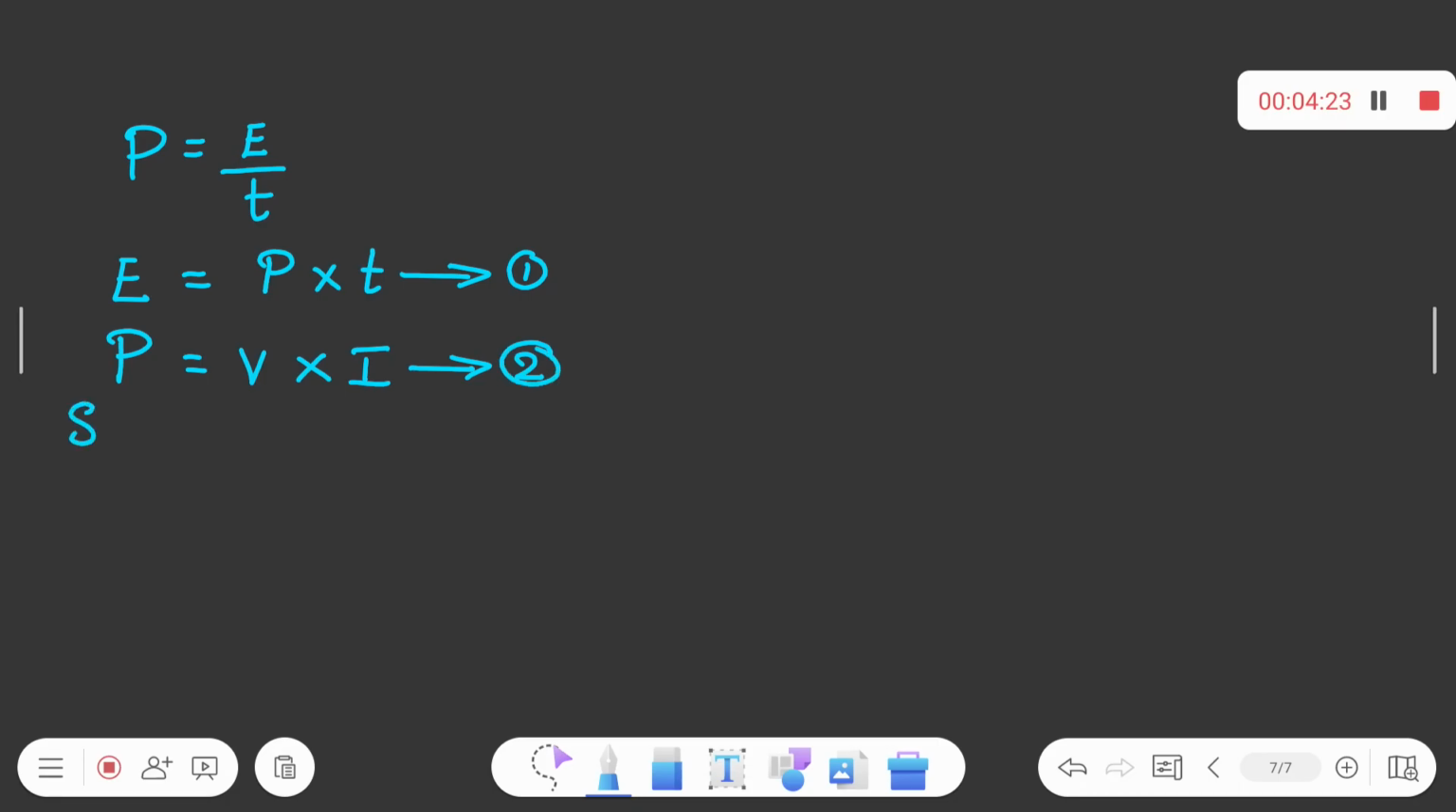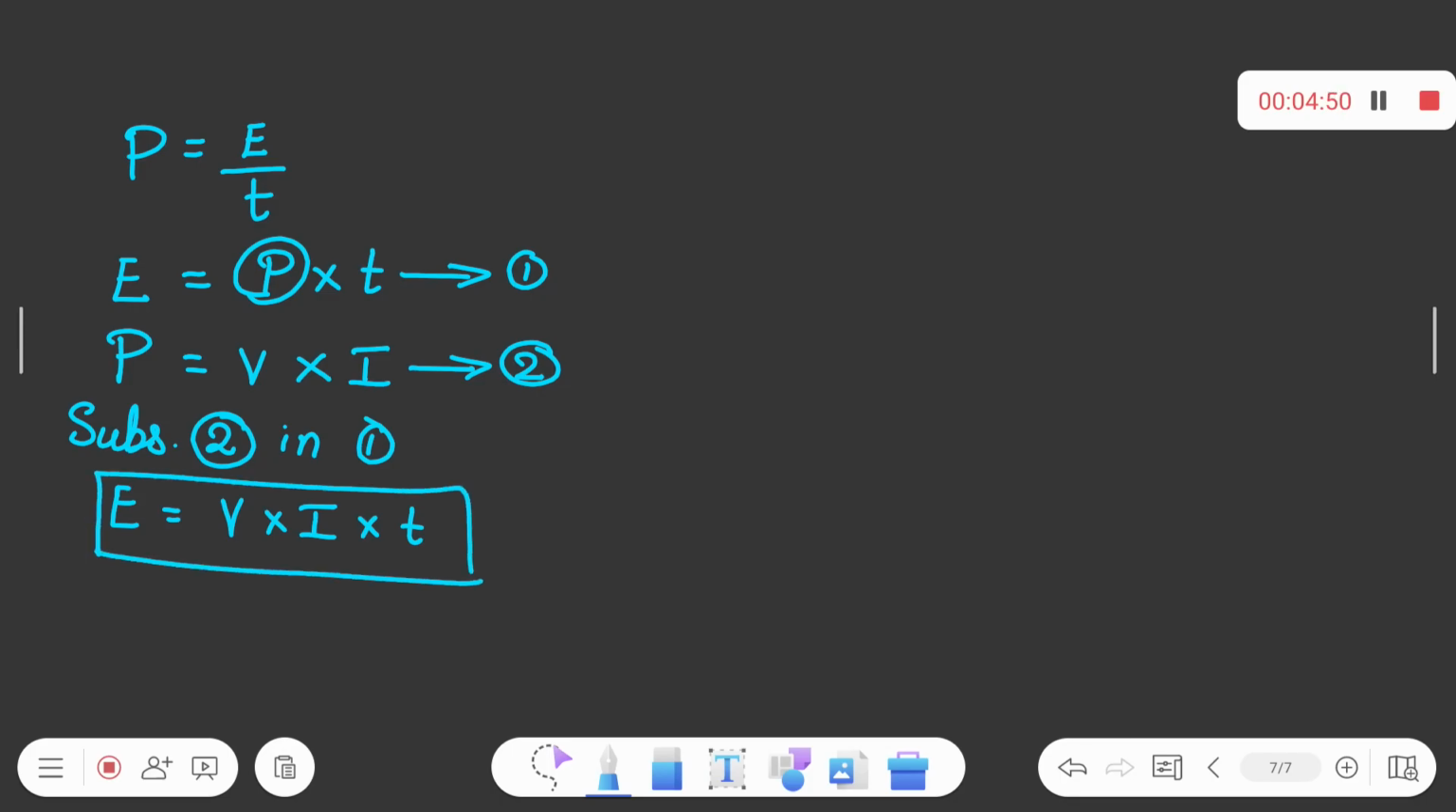So now what are we going to do? We are going to substitute equation number 2 in equation number 1. In the place of P we substitute the second equation. So energy is equal to V into I into T. Even by using this equation we can calculate the heat energy when potential difference, current and time are given. So you can write it as H is equal to V I T.